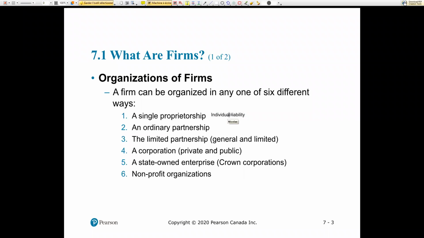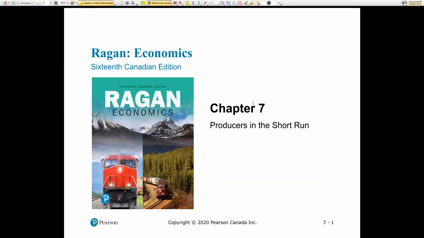So what's the name of this chapter? The name of this chapter, yeah, producers in the short run.